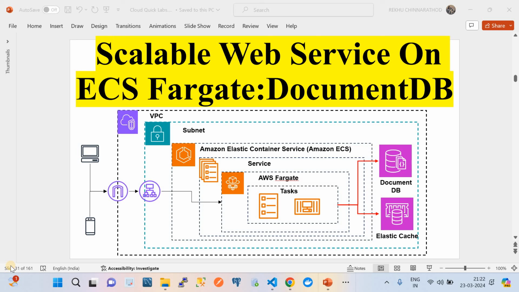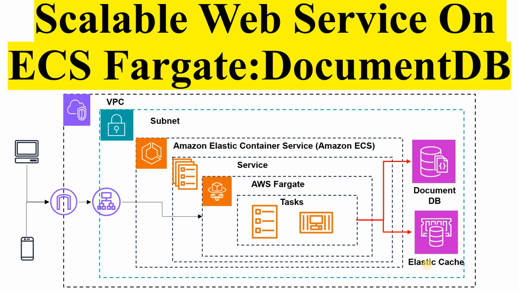Hey, hi. In this video, I'm going to show you how to host a scalable web service on Amazon ECS, the Fargate version, using DocumentDB as a backend database and ElastiCache as a cache service. As you see in this PPT, which depicts my demo, I'm going to show you how this setup has been built in my AWS account using the ECS Fargate service. The architecture is something like this.